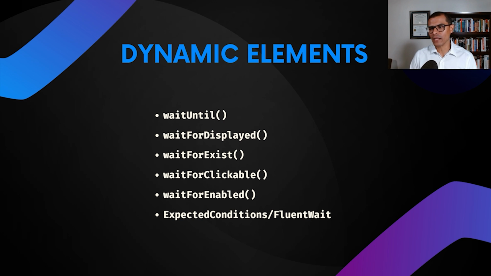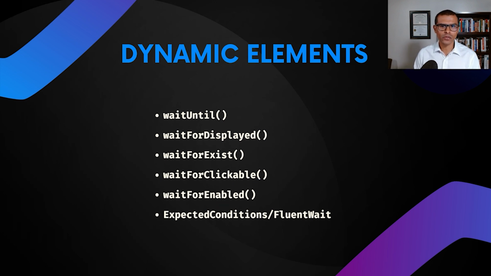When we have dynamic elements, we can use different commands. So for example, we have this one called waitUntil. An example for this would be waiting until an element contains a given text. You can also use waitForDisplayed. That's pretty obvious. You're just going to wait for the element to be displayed on the screen. You also have waitForExist. Now we're going to make sure that the element exists. This doesn't necessarily mean that the element is visible. We also have waitForClickable and waitForEnabled.